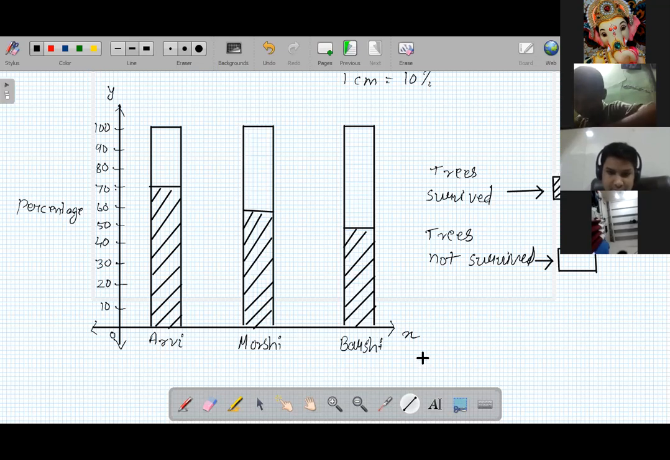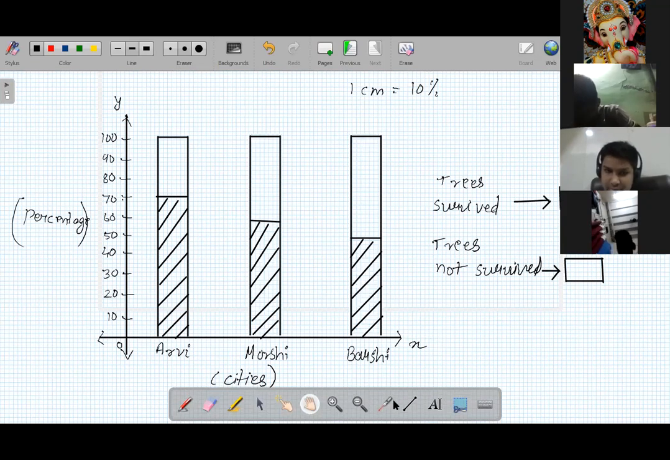So that's it. I'll name my x-axis also. X-axis are cities. X-axis named, y-axis denotes percentage, also named. Each of the bars are also named. And the scale also we have given: 1 centimeter is equal to 10% on y-axis. So this is the way we draw a percentage bar graph, percentage subdivided bar graph.